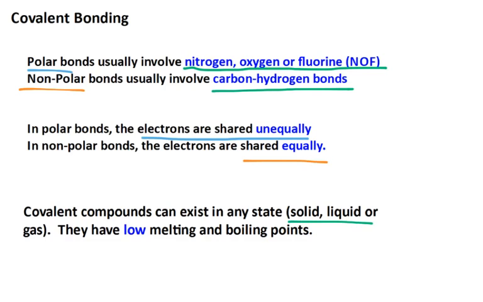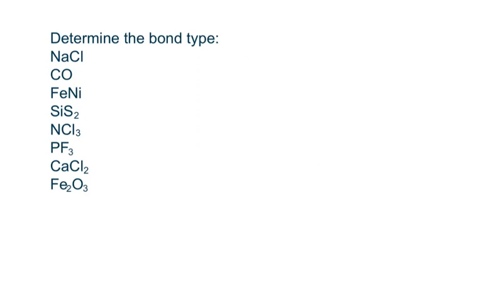Covalent compounds will exist in any state at room temperature, unlike ionic compounds, which were all solids. Covalent compounds are kind of all over the place. But they typically have lower melting and boiling points than ionic compounds. So let's just do a little bit of practice. We're going to determine the bond type of these different compounds. We're going to determine the bond type for these 8.